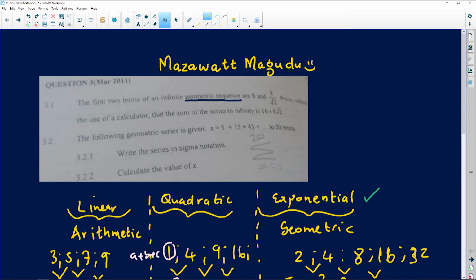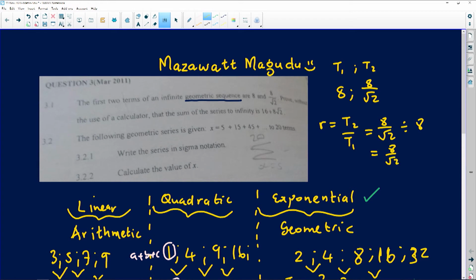Right, the first term is apparently, according to this, 8. The second term is going to be 8 divided by the square root of 2, right? That's what I have so far. With term 1 and term 2, I can work out the ratio by saying the ratio is obviously term 2 divided by term 1. Mathematically, it's 8 over root 2 divided by 8, which you can simplify to 8 over root 2 times 1 over 8. You do tip and times. So if you divide them, term 2 divided by term 1, you will end up with 1 over the square root of 2 as your common ratio.